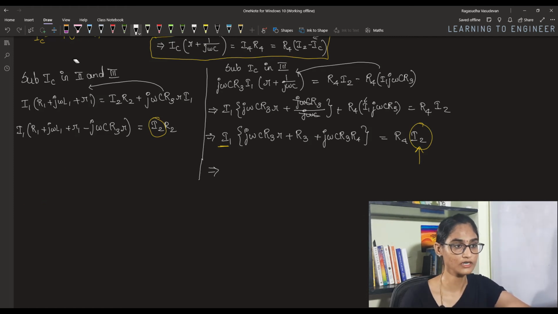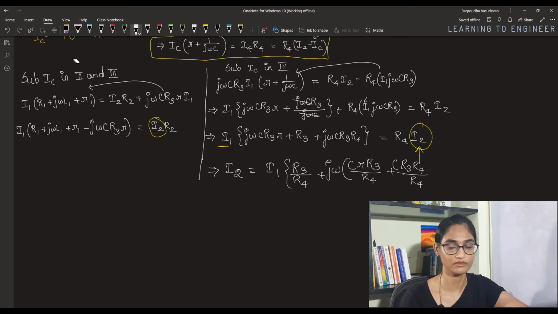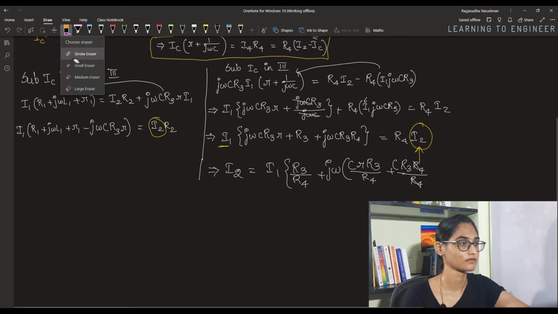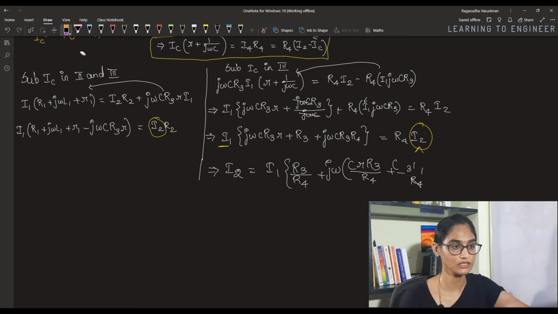Okay, so this implies that the value of I2 will be I1 into the whole term divided by R4. Let's first write the real terms and then the imaginary terms. So I1 into R3 by R4 plus j omega C R R3 divided by R4 plus R3 into R4 divided by R4. Okay, we also have a C over here. So what we can do now, we can just cancel this R4 terms. I am just simplifying this and writing it as C into R3. So now we have found out the value of I2.